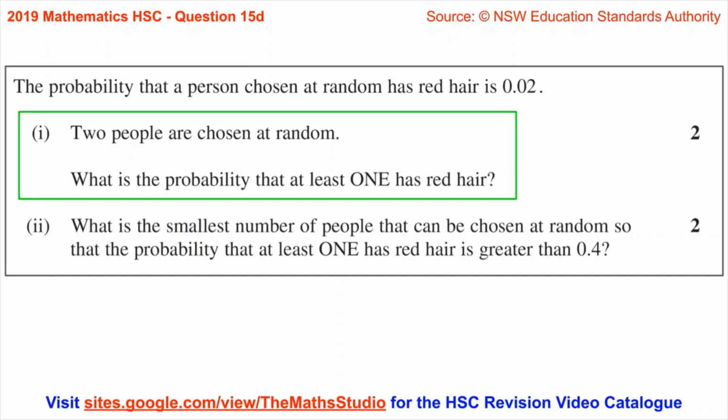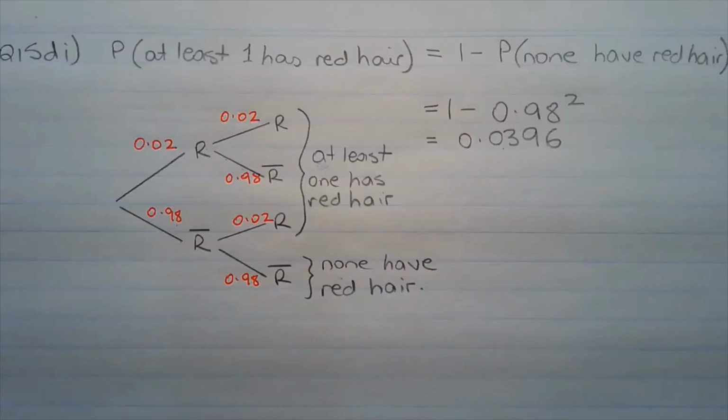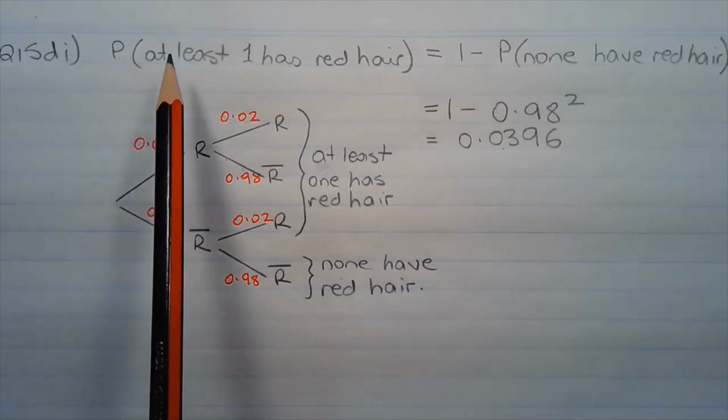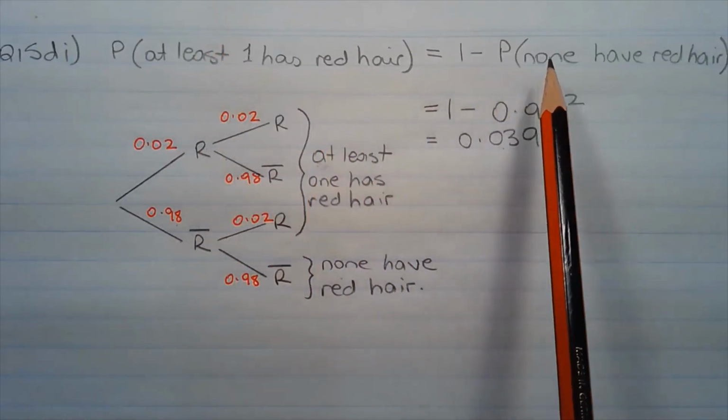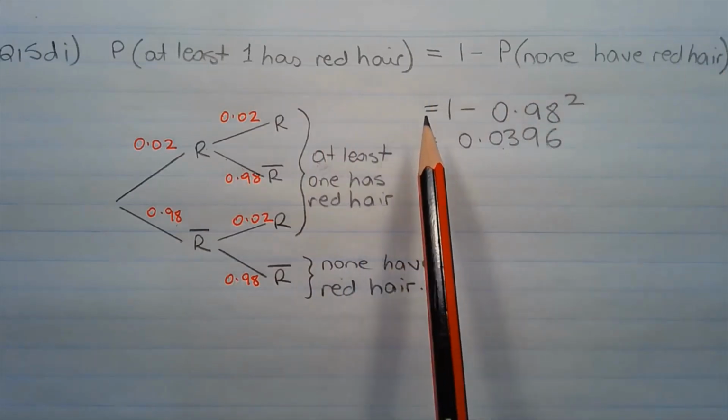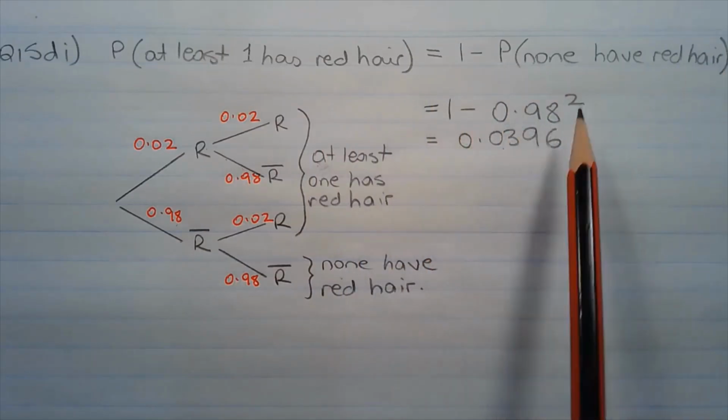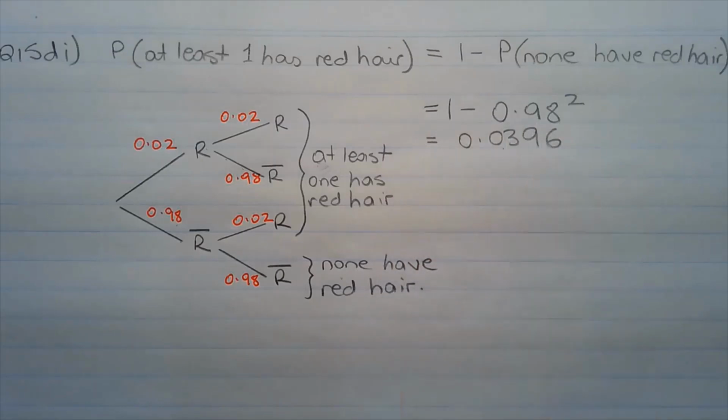Question 15d. The probability that a person chosen at random has red hair is 0.02. Part 1. 2 people are chosen at random. What is the probability that at least one has red hair? Applying the law of complements, the probability that at least one person chosen has red hair is equal to 1 minus the probability that none chosen have red hair. And that equals 1 minus 0.98 squared, which equals 0.0396.